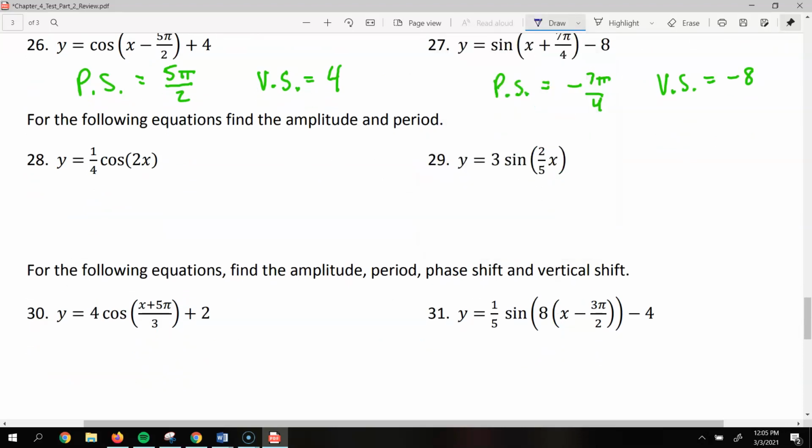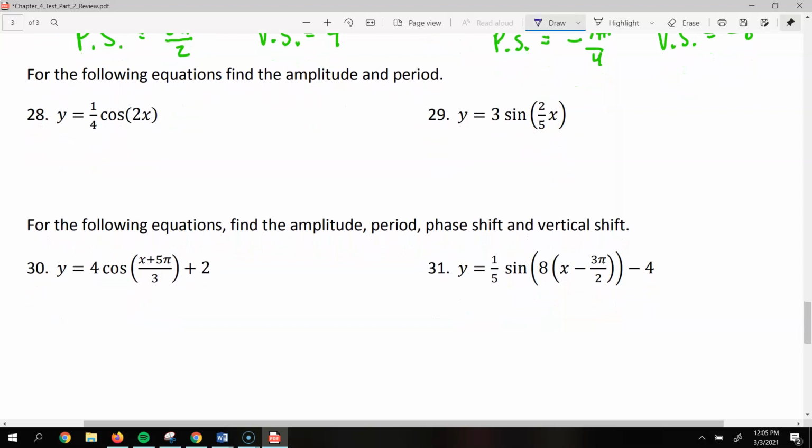All right, let's look at number 28. So here we're describing the amplitude and the period. So the amplitude, remember, is the absolute value of whatever we have here. The absolute value of 1/4 is just 1/4. So that means it's going to be 1/4 the size vertically. So instead of oscillating between 1 and negative 1, it's going to be going back and forth between 1/4 and negative 1/4, basically, because it's going to be compressed to be 1/4 the size vertically.